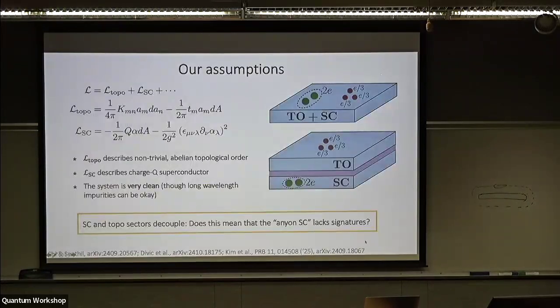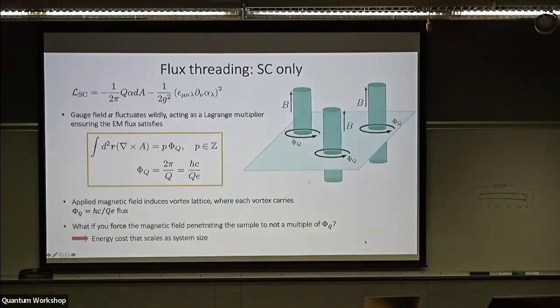So the trick is going to be the fact that both these anyons and the superconductor obviously have to couple to electromagnetism. So if we thread a flux, it's going to give us a constraint. So let's first go one by one, and then we'll put them together. So see what happens with just the superconductor flux threading, and then see what happens with just the topological order, and then we'll put those two things together.